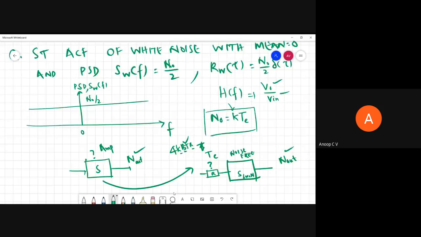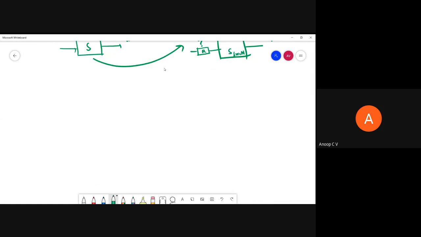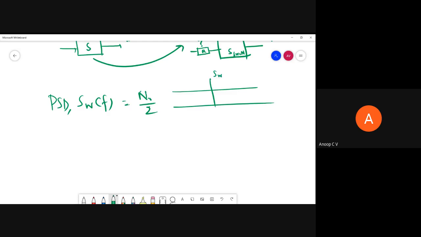Now what we need to do is find the autocorrelation function. What is given is the power spectral density, S_W of f, which is equal to N naught by 2, for all f. Now we need to find the autocorrelation function, which we'll represent as R_W of tau, where tau is the delay between the signal and itself, which we are considering.